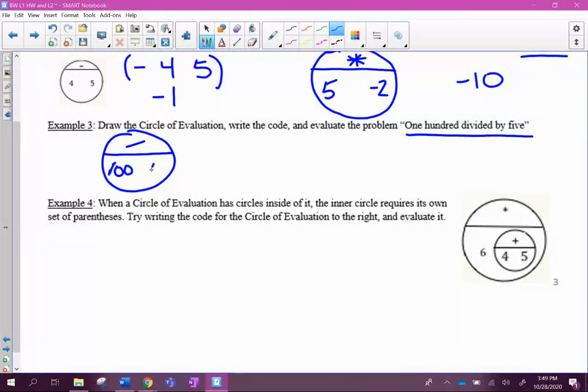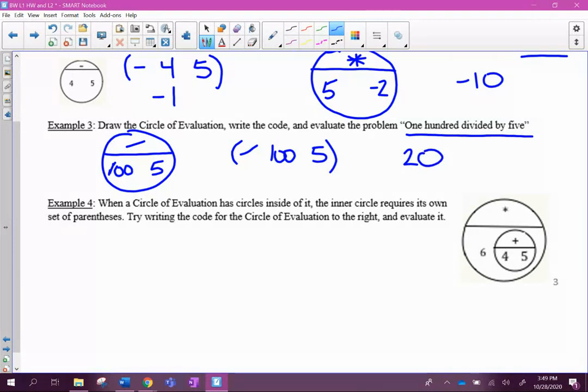divided by 5. Okay. My code, we're going to start with a parenthesis. The first thing inside the parenthesis is my operation, and that is division. Then we have 100 and 5. So if we evaluate this, 100 divided by 5 gives me 20.